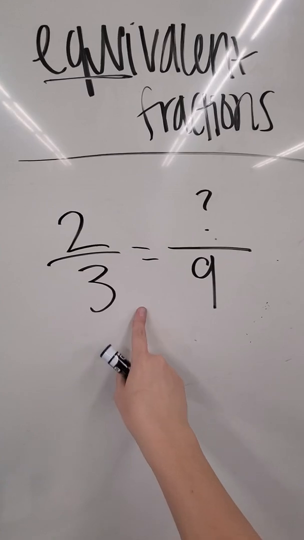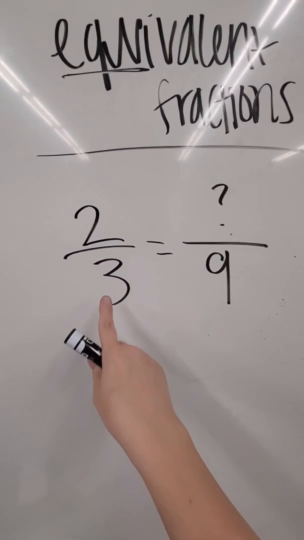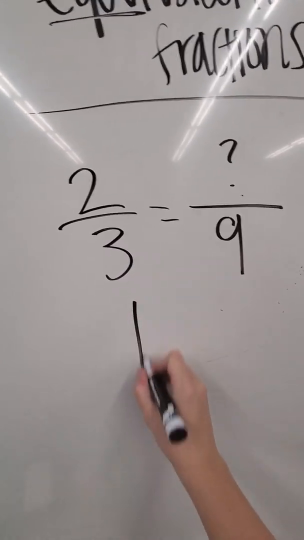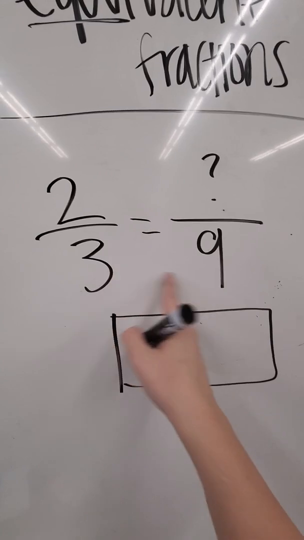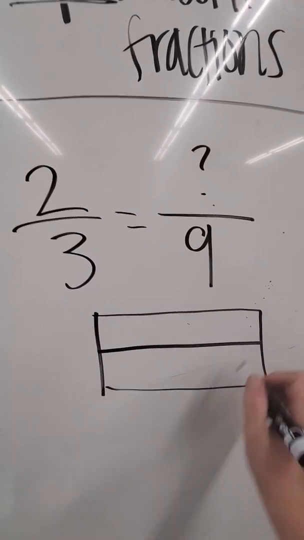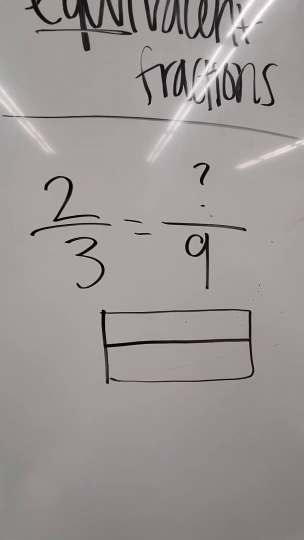So here I have to find the numerator for this. I have no idea what it is. So first I'm going to start out with this fraction. And I know obviously I'm going to have another fraction as well, so I need to make two models. And they have to be the same size. So I just do one giant rectangle.